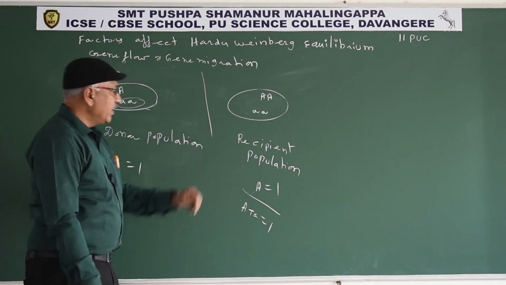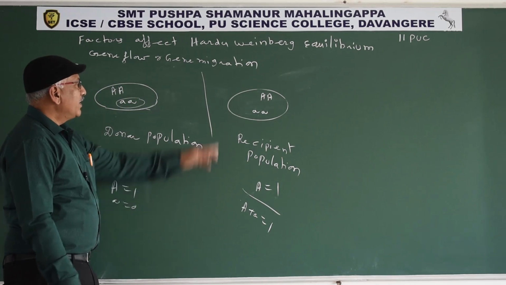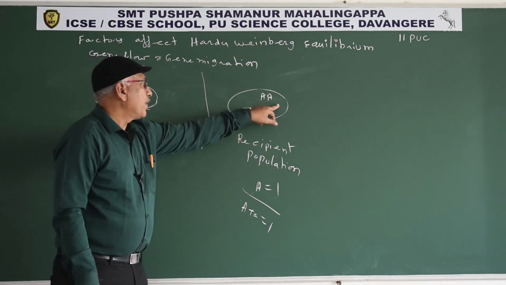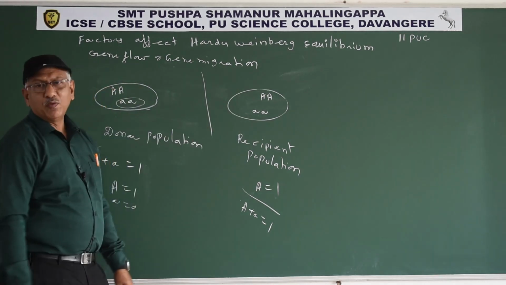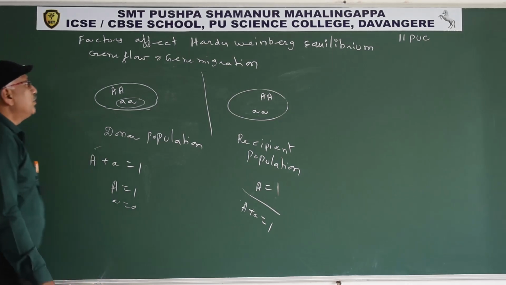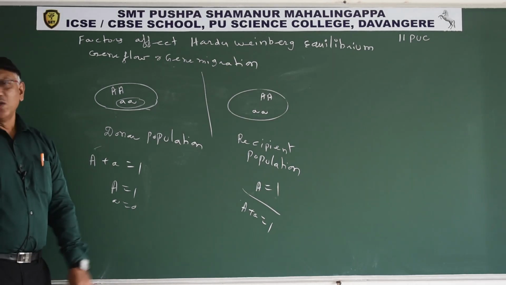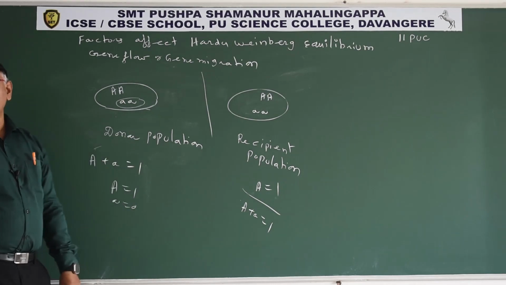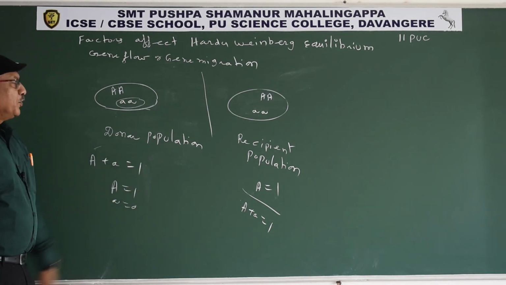Change occurs in the allelic frequency. Similarly, change occurs in the genotypic frequency. Before migration, in the recipient population, only one genotype. After migration, two genotypes. In this manner, due to gene flow, change occurs in the allelic frequency and genotypic frequency. As a result, new character appears.